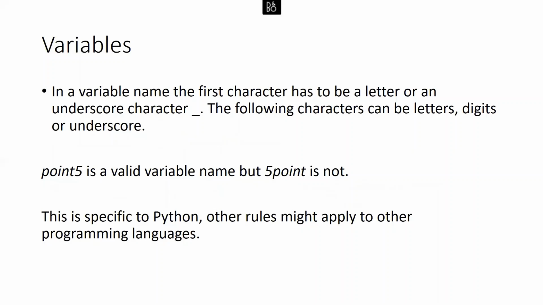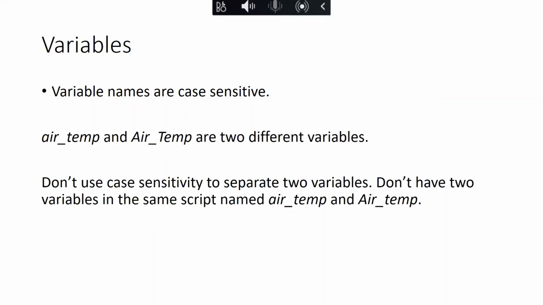A variable name has to start with a letter or an underscore. Following characters can be letters, numbers, or underscore. So 0.5 is a valid name, but 5 point is not. Variable names are case sensitive. Air temp with a lowercase a and t and air temp with an uppercase a and t are two different variables. But you should never use case sensitivity to separate two variables, as there's too big a risk you will mix them up.